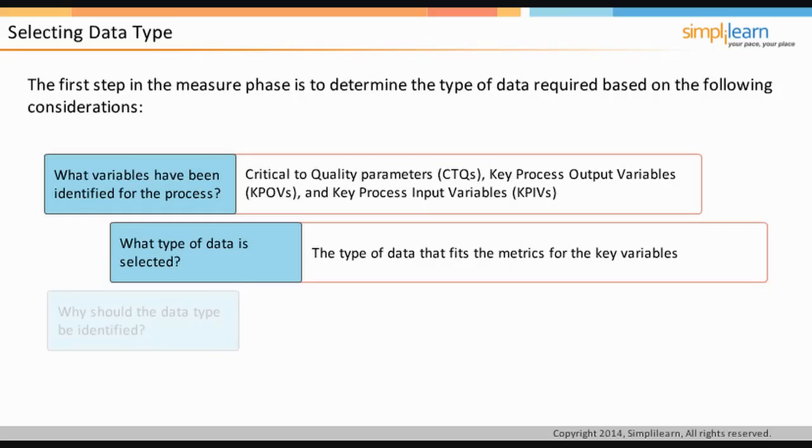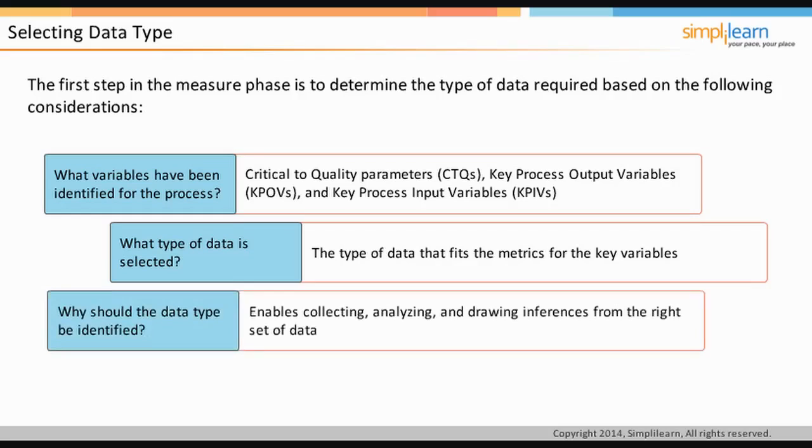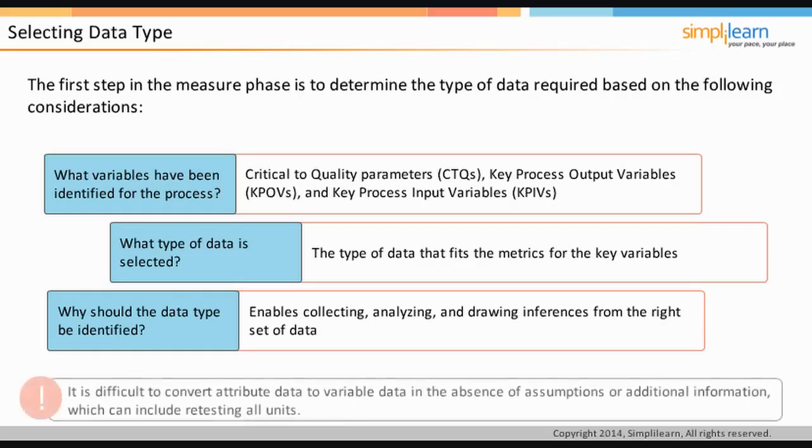The question now arises, why should the data type be identified? This is important, as it enables the right set of data to be collected, analyzed, and used to draw inferences. It is not advisable to convert one type of data into another. Converting attribute data to variable data is difficult and requires assumptions to be made about the process. It may also require additional data gathering, including retesting units. Let us look at measurement scales in the following screen.